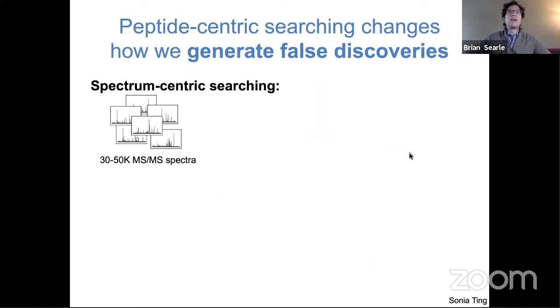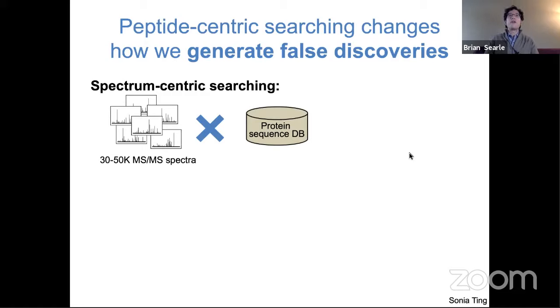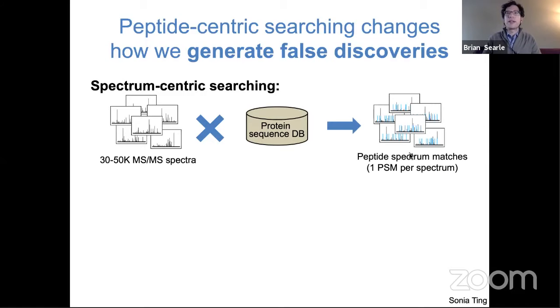And so a lot of you guys are familiar with spectrum-centric searching, which is what we typically do with DDA. And I just want to contrast what we're doing here with that. So with spectrum-centric searching, you might have 30,000 or 50,000 MS/MS spectra that you're interested in making measurements. And you would say, okay, for each one of these spectra, what are the possible peptides that we see in a protein sequence database? And each peptide spectrum match, and basically our currency is a peptide spectrum match where we have one PSM per spectrum that we acquired. So we've essentially asked 30 or 50,000 different questions and come up with 30 or 50,000 different answers.